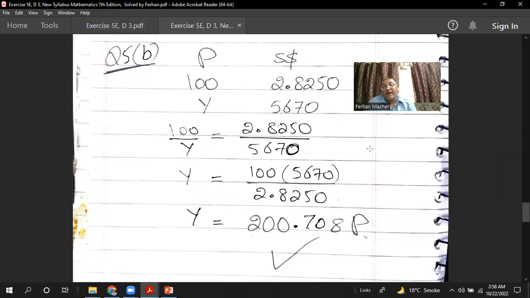So if I have 5,670 Singapore dollars, how many pesos will I get? So 100 divided by y is equal to 2.8250 divided by 5670. So y will be equal to 100 multiplied by 5670 divided by 2.8250. So y will be equal to 200.708 pesos. So this is question number 5, its B part.